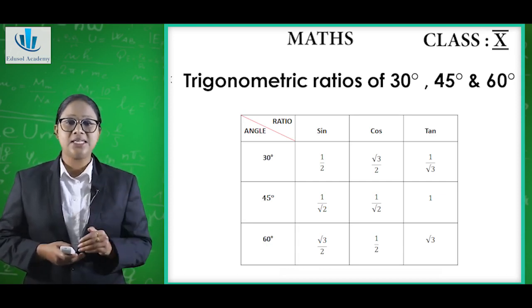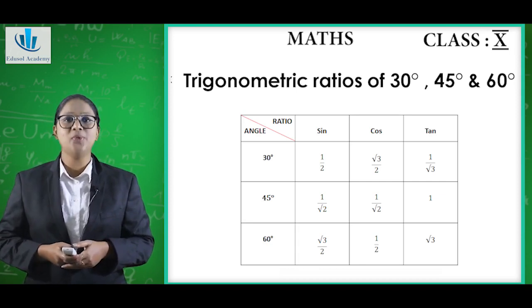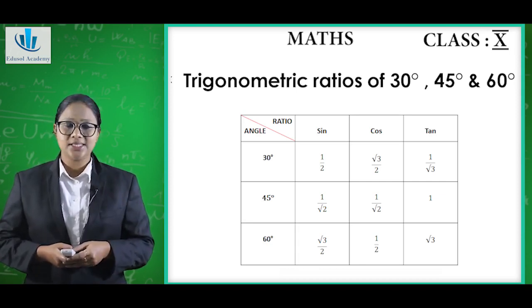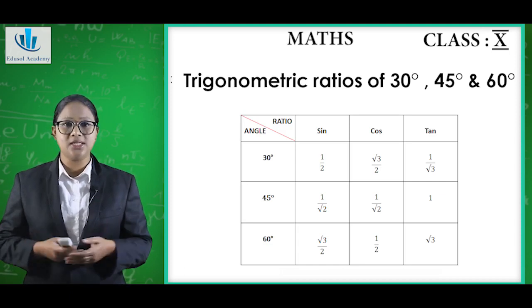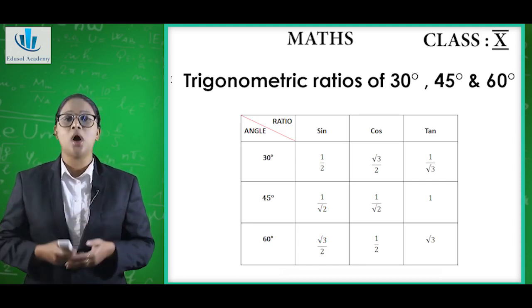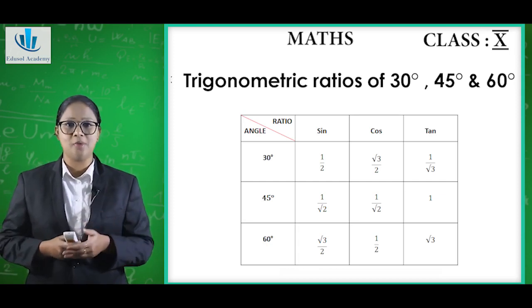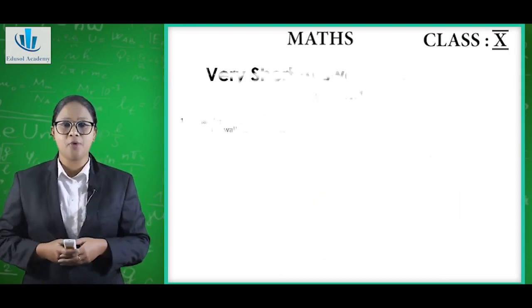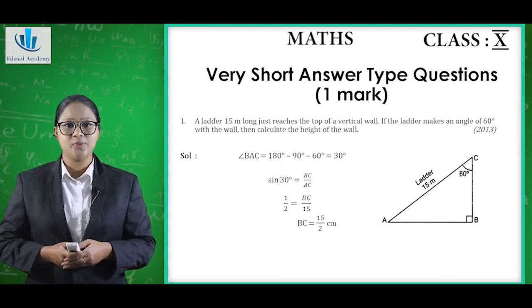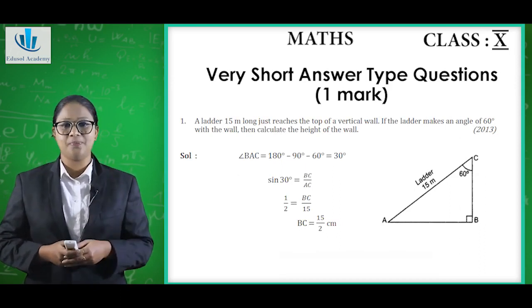Now sine 60 is equal to root 3 by 2, cos 60 is equal to 1 by 2 and tan 60 is equal to root 3, sorry. That's it. That's all about the concept. Now let's start applying these concepts into equations or numerical problems. So the first type of problems that we are going to do is very short answer type questions of 1 mark each. Let's have a look at the first question.